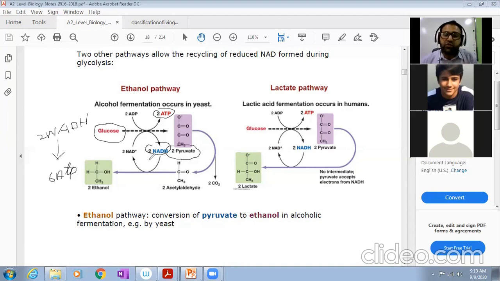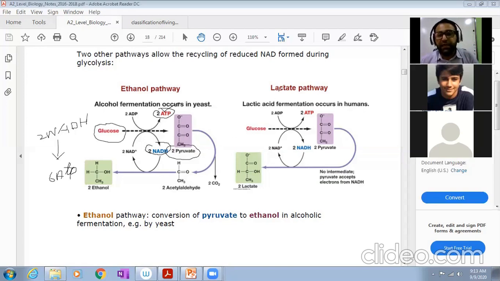But what happened within anaerobic respiration? That NADH that was produced in glycolysis is utilized back within anaerobic respiration. So what do we get? We have only 2 ATPs within anaerobic respiration, right? Is it clear? Those 2 NADH that were produced in glycolysis were utilized here, so we get only 2 ATP. So the net gain in anaerobic respiration is 2 ATP.